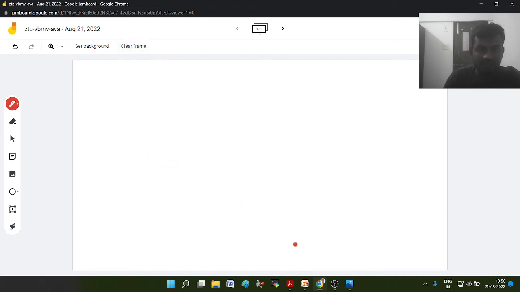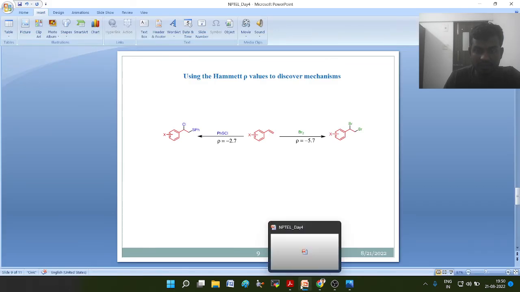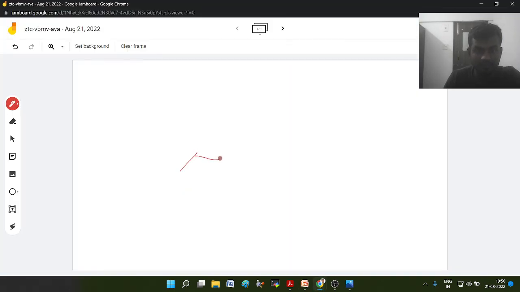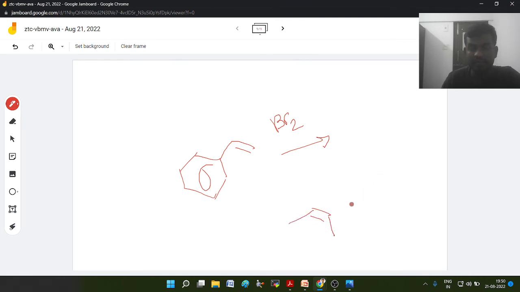Please try to understand this. Let me show the reaction again. It's a styrene. So what happened? I have a system like this and Br2. Normally, if you have a simple alkene like this, what we expect is that it will form a cyclic bromonium ion. This is the normal standard condition. So this is what we expect.